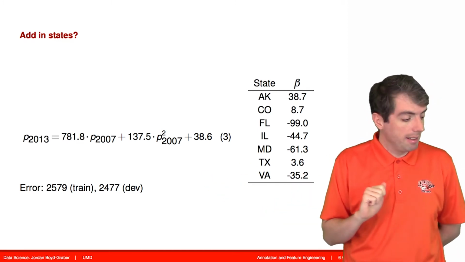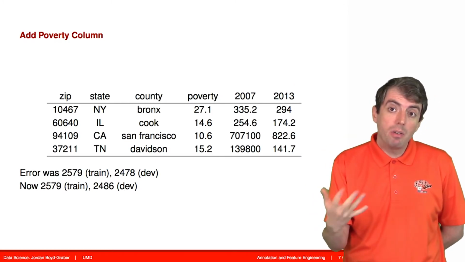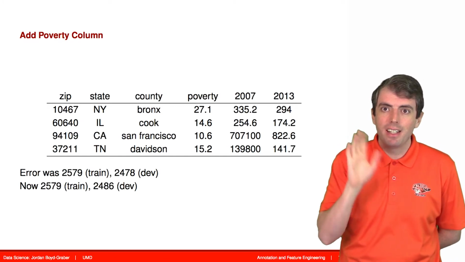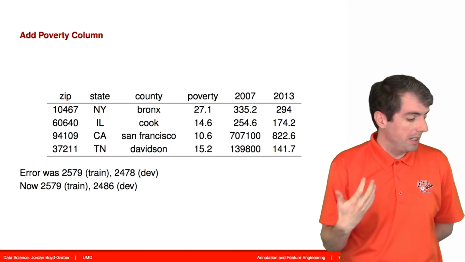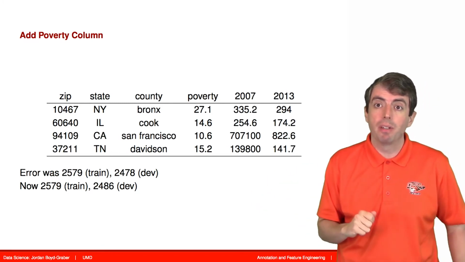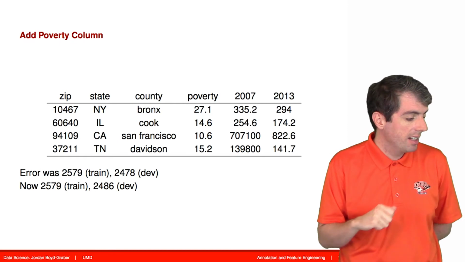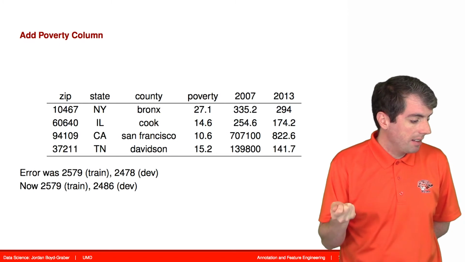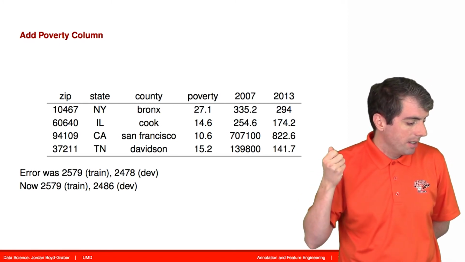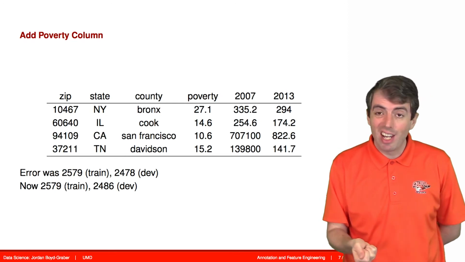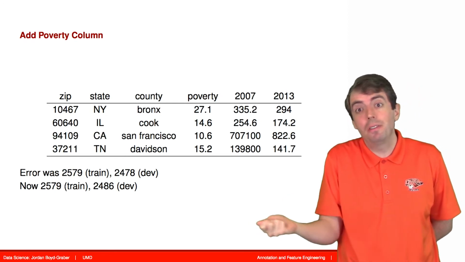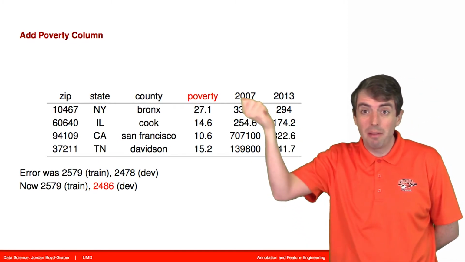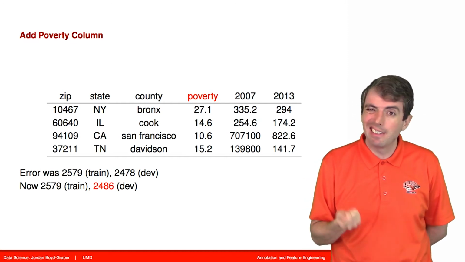So now let's move on a little bit more. Let's now try to use poverty information about the individual counties where these homes are being sold. And so here we do this by looking up some government data, and we add an additional column to our data set that encodes what percentage of the people in this county live in poverty. And if we do that, the error doesn't really change very much at all. So that wasn't too useful, but it was worth a try. And in fact, the development error actually goes up, so it's actually hurting us, which is the wrong direction that you want to go.